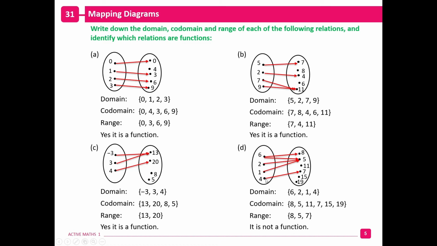Is this a function though? Well, we have number 6, the element 6, 1 input, resulting in 2 outputs, 1 to many. That's not possible for a function. It is not a function.